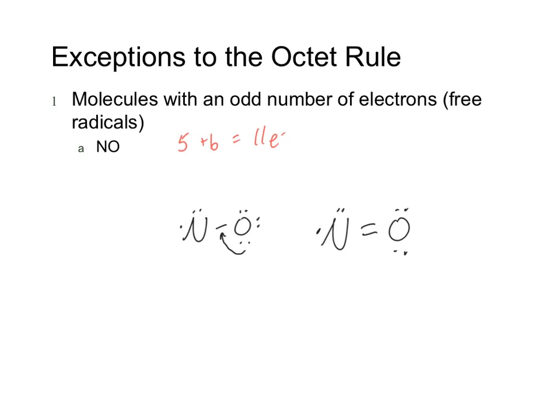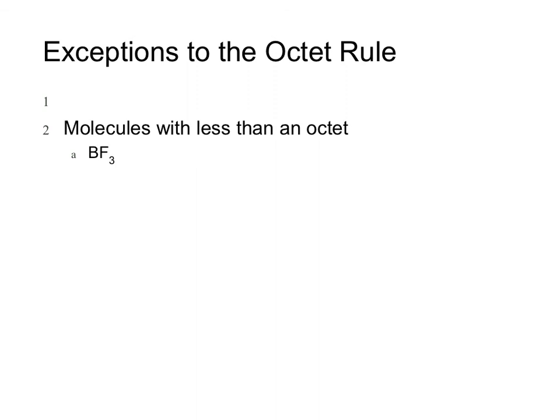So we do have an octet around oxygen. However, nitrogen is only going to have 7 electrons around it, and there's no way to avoid this. And so we get what we call a free radical, which is a very, very reactive species. In some instances, we can have molecules also with less than an octet, because that's simply all the atom can fit around it. Boron is a very good example of this.